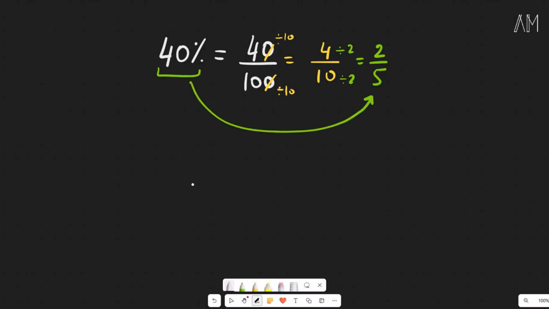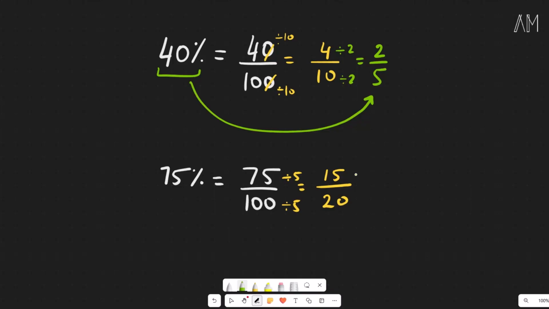Let's take another example. Let's say I have 75%. As we said, anything percent means over 100. So 75 over 100. Here I notice that I can divide by 5. Up it will become 15 and down it will become 20. Here I can still divide by 5 up and down. Now some of you might notice that I can directly divide by 25, which is also doable, and we will get the same answer. 15 divided by 5 is 3, and 20 divided by 5 is 4. So there we go, 75% is 3/4.